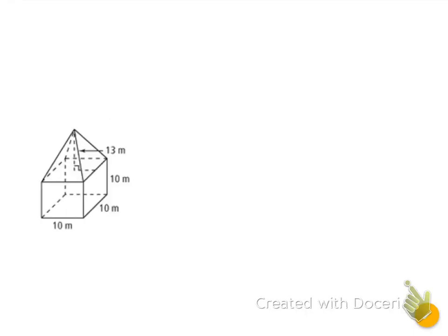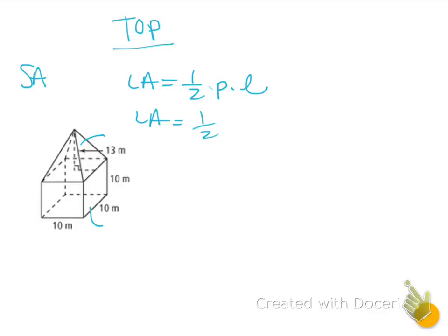We're going to do this one as our last one. So I need to find the surface area of the entire figure. So I'm going to find the surface area of the top and the surface area of the bottom. So first we need to find the lateral area to then get the surface area. So I have 1/2 times the perimeter times the slant. So 1/2 times the perimeter, which is the bottom of the square, so 10 times 4 to get 40, times my slant.